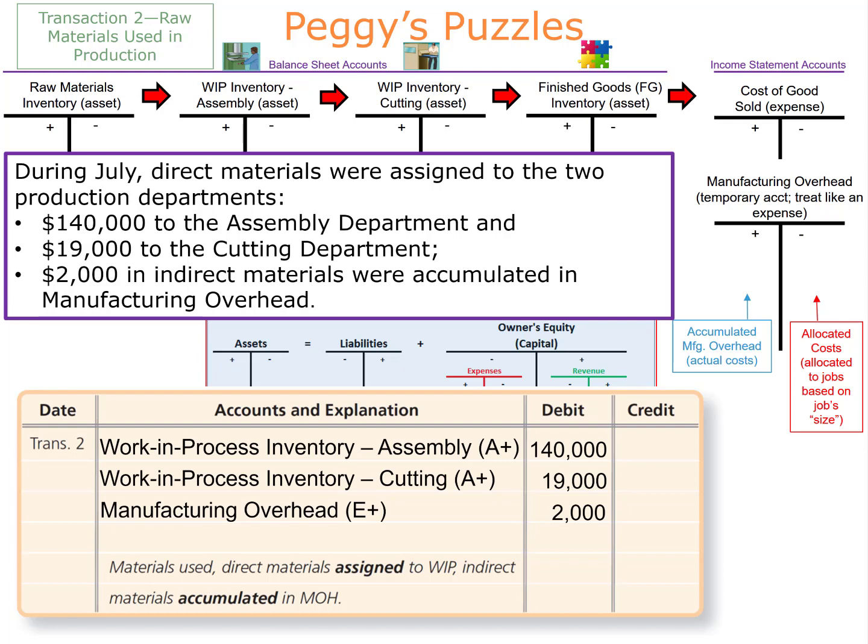Now, to help us remember how the manufacturing overhead account works, I will post the $2,000 to the manufacturing overhead. This will help us later when we have to adjust manufacturing overhead so that it's zero. And finally, the asset account, raw materials, is decreased with a $161,000 credit. The $161,000 obviously is just the total of the 3 debits.